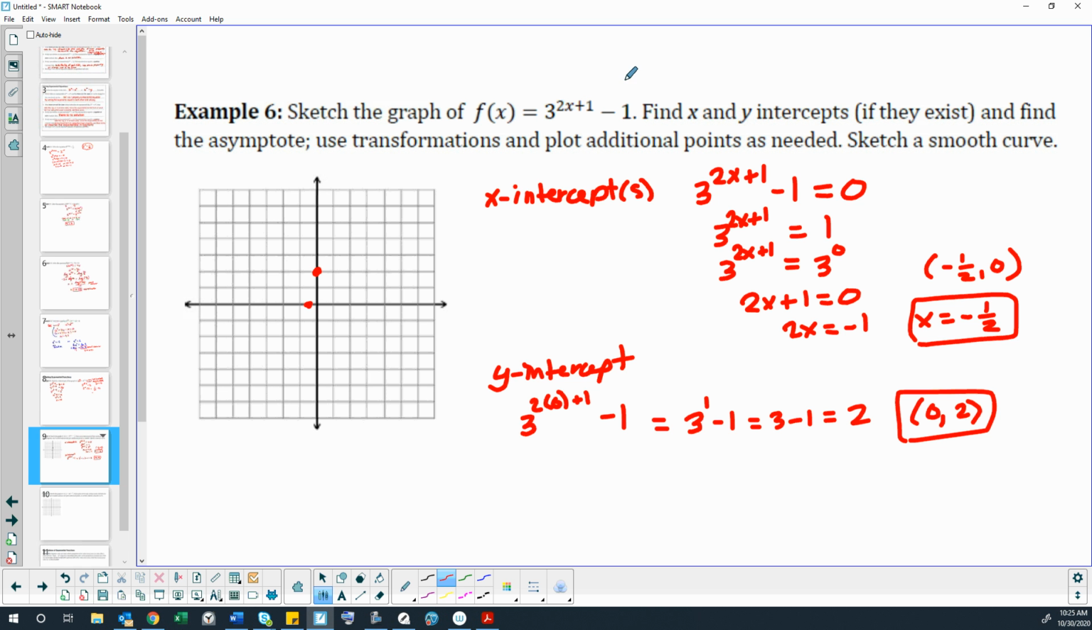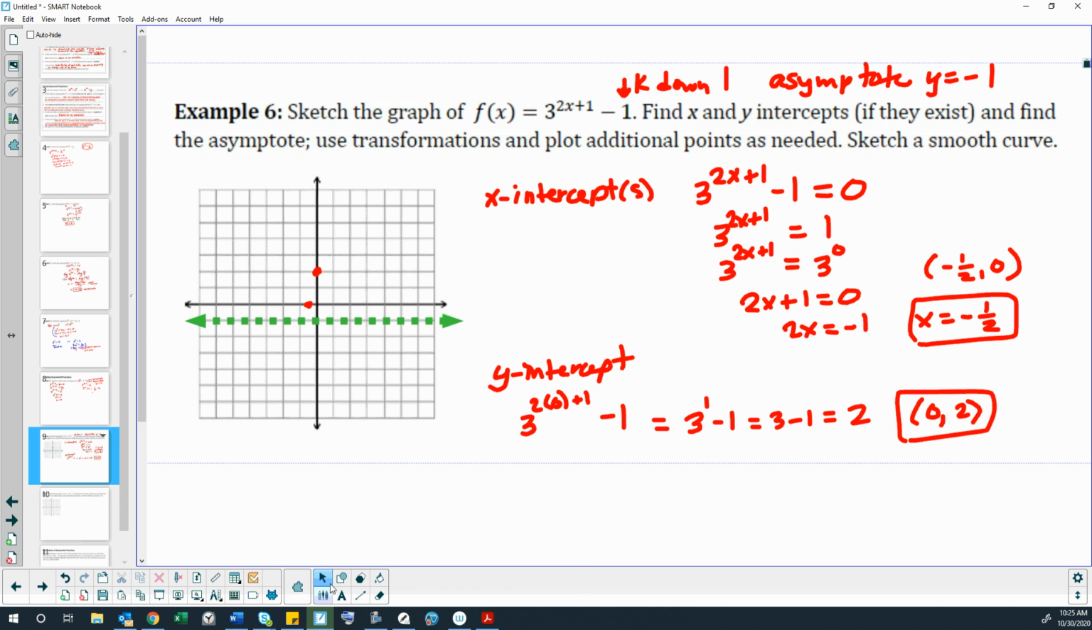Looking at our equation itself, we know that this value right here is our k value, and it's telling us that we're going to go down 1. And what that also tells us is that our asymptote is going to be at y equals -1. So I put that in my graph here. And now it suggests plotting additional points as needed.